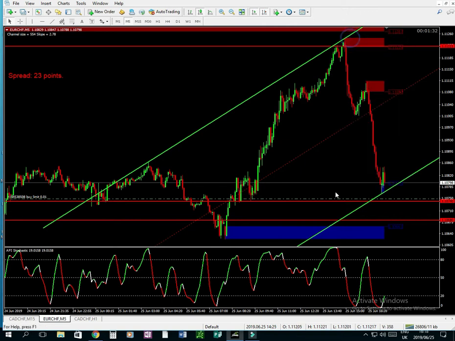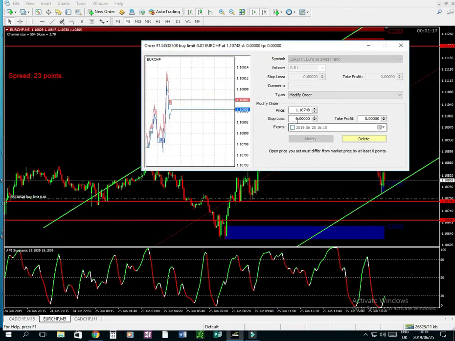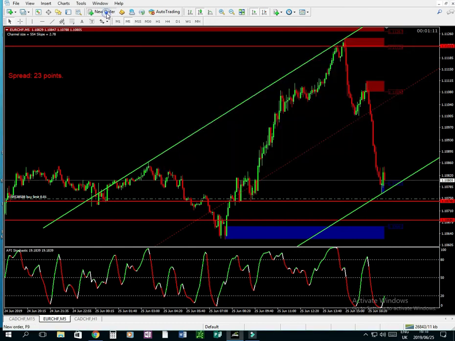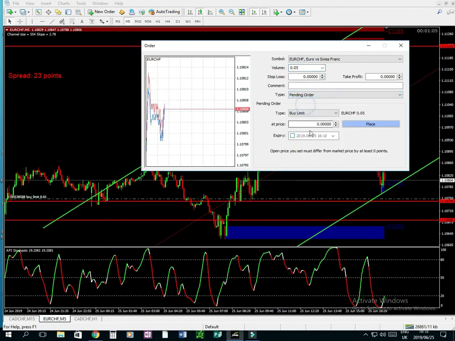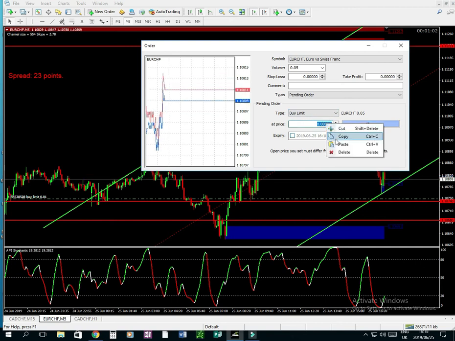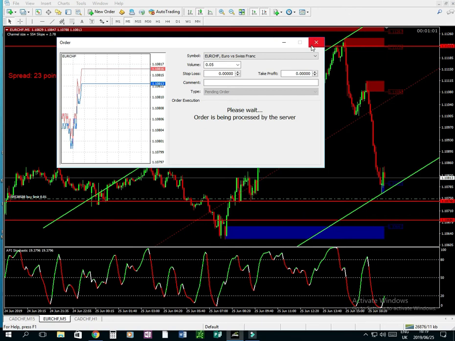So what I can do is place a buy limit. Let me place a lot of buy limits just because. Okay, let me do this. Copy. Let me place a decent lot size. It's a buy limit. Let's paste the price. Voila. So now we're just gonna have to wait and see if the market is gonna push down to that point, and we can start trading the market.